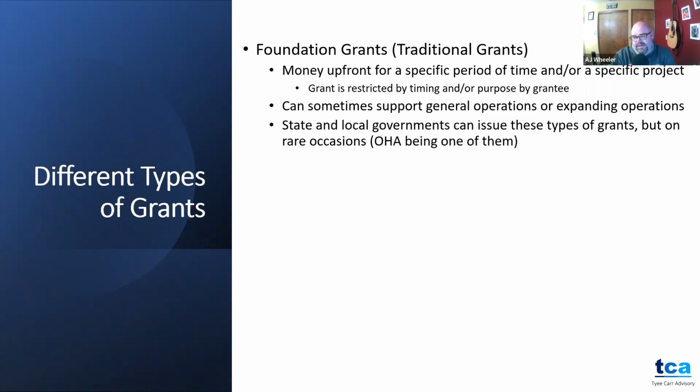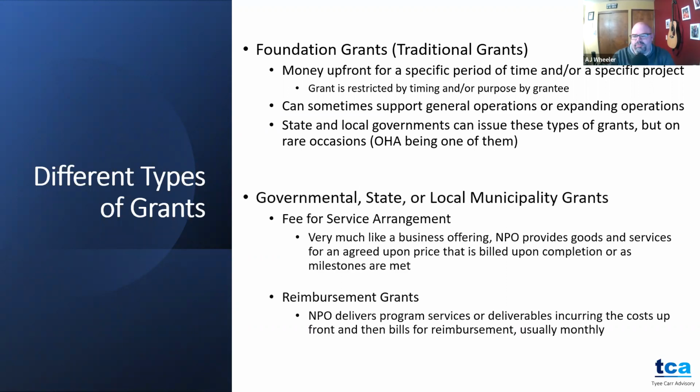Then you have the fee-for-service arrangement or reimbursement grant. And those flavors of grants are usually issued by governmental, state, or local municipalities, much like Measure 110, where 110 is kind of like a traditional grant, but it was handed out from a local government. So there's two different types of grants that are normally procured through governmental, state, and local municipalities.